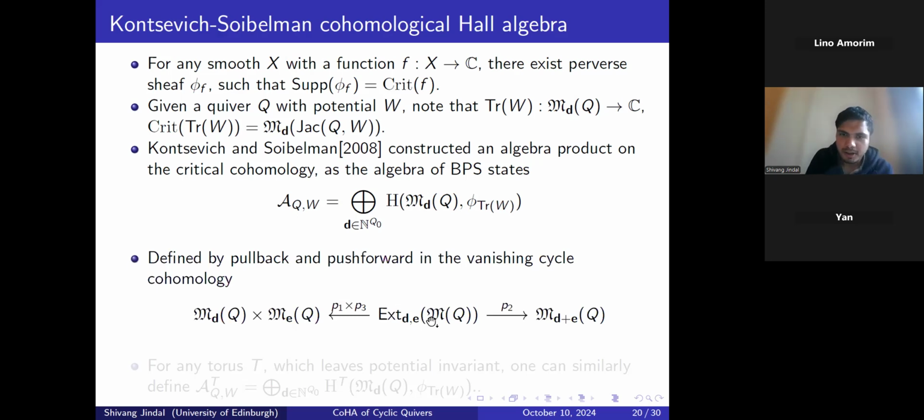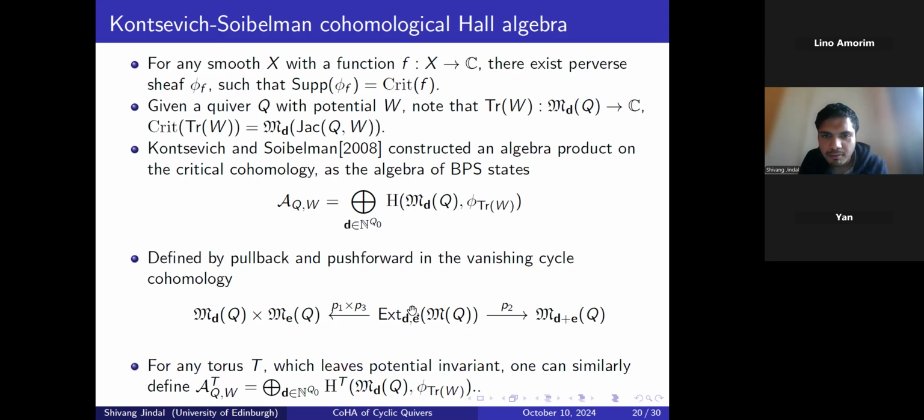So you take again the stack of short exact sequences, which is exactly the same, just instead of taking the representations of the preprojective algebra, we now just take the usual representations of the quiver. And again, you have the maps which forget the first and third terms in the short exact sequence, or just remember the second one. So you get a map to M_D Q times M_E Q, or a map to M_{D+E} Q. Now this map is again proper because the fibers are Grassmannian schemes, but this morphism is in fact smooth in this case.